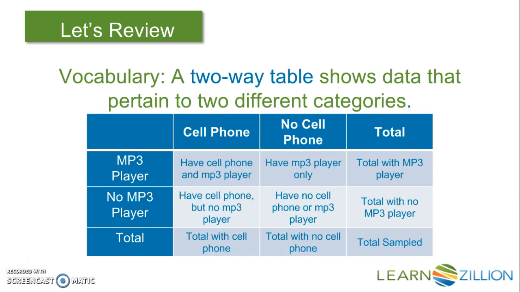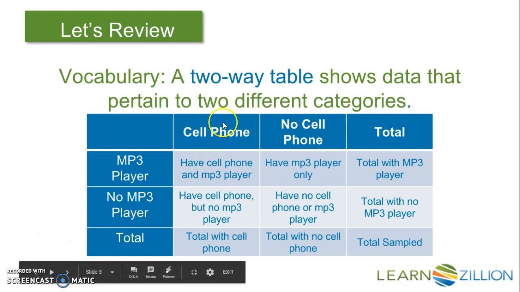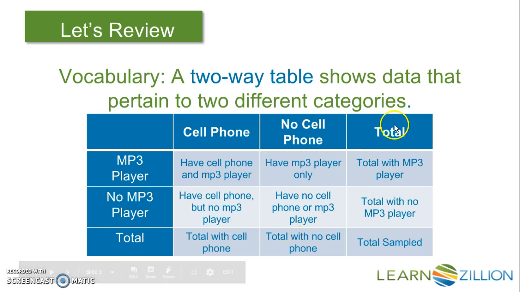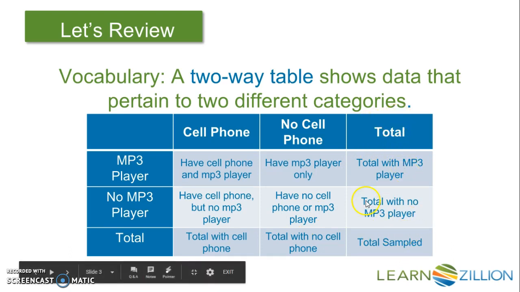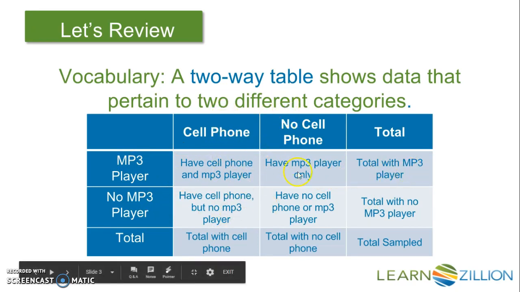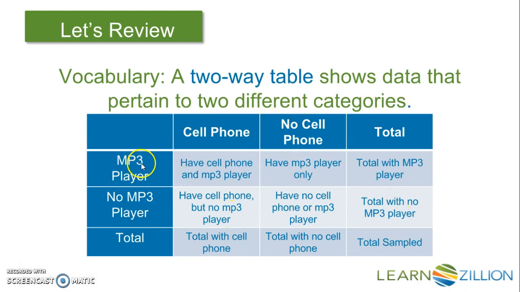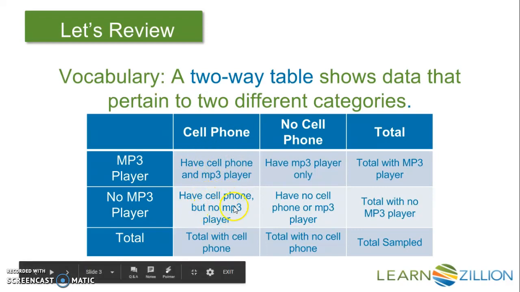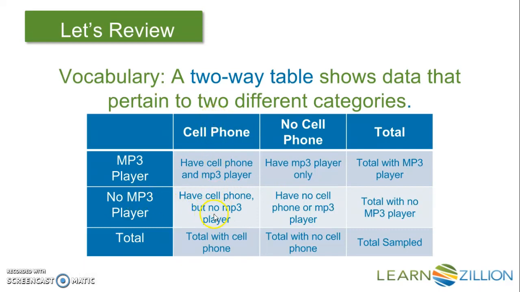Here's an example. So we've got cell phone and MP3 player here. So people who have a cell phone would be here. Total with the cell phone. No cell phone, total with no cell phone. And then total altogether, total sampled. MP3 player would be here on the rows, right? So columns are up and down, rows are side to side. So MP3 player and a cell phone would be here, cell phone and MP3 player. This box here would be cell phone but no MP3 player. So no MP3 player but a cell phone.